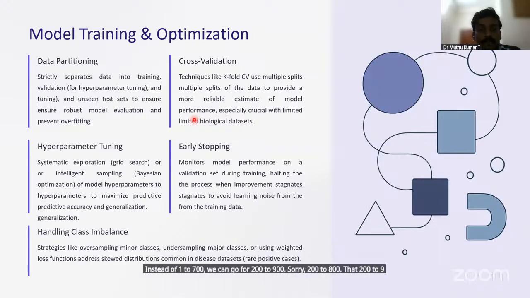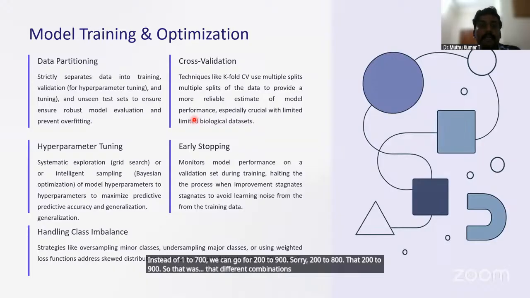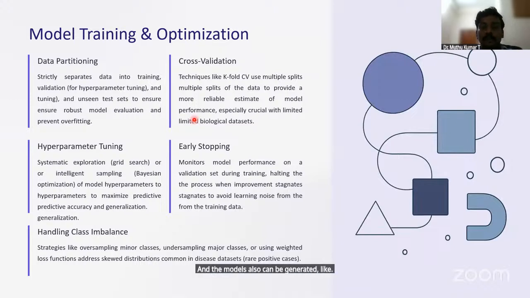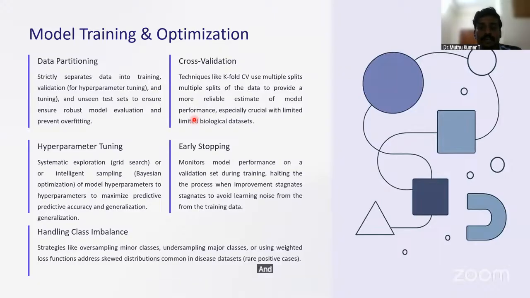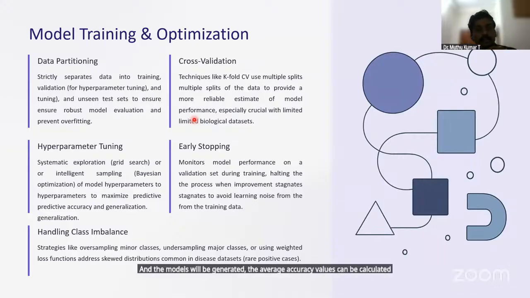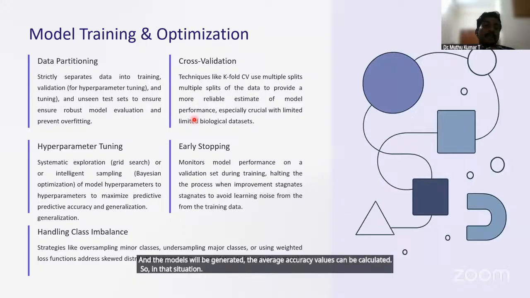So different combinations of training and test data sets can be generated, and the models can also be generated. Usually they will do the 10-fold cross validation. So 10 different combinations of training and test data sets can be taken, and the models will be generated. The average accuracy values can be calculated. So even if your data set is a mixture of data sets, your model can accurately predict the output. That is when cross validation is helpful.